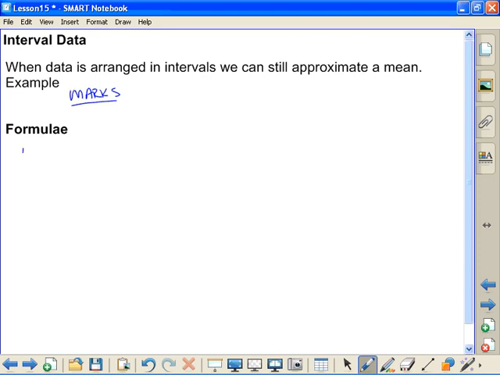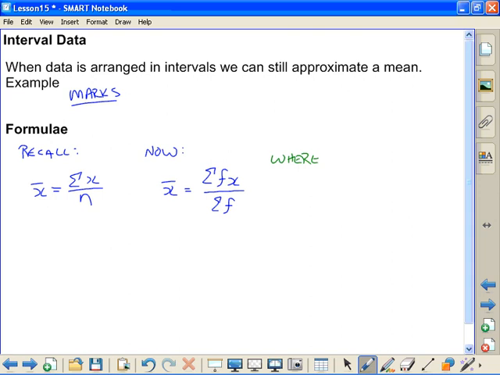Recall that the average all stems from the original definition of mean, which was the sum of all the x values over how many there are. So now the mean is equal to the sum of the frequency multiplied by x, divided by the sum of our frequency. So it looks like that. Just a bit of a legend: F is frequency.